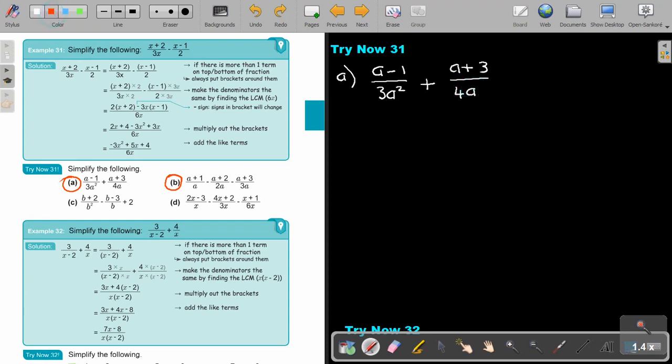Okay, what is your LCM? Your LCM will be 12a squared. So 12a squared divided by, so it's just, okay, I almost forgot, brackets. So it's just going to be, I multiply by 4. 12a squared divided by 3a, 4a, I multiply 3 and a.